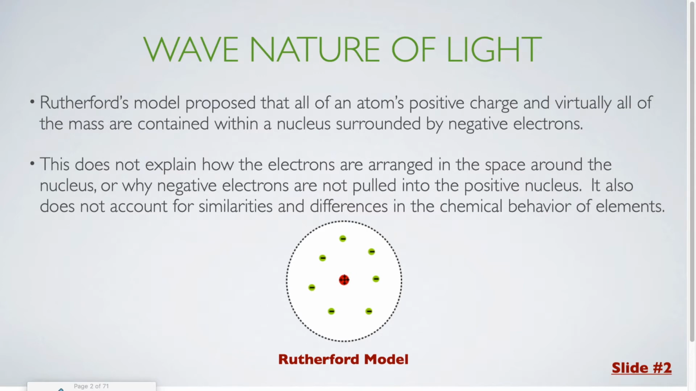Rutherford's model proposed that all of an atom's positive charge and virtually all of the mass are contained within a nucleus surrounded by negative electrons. This does not explain how the electrons are arranged in the space around the nucleus, or why negative electrons are not pulled into the positive nucleus. It also does not account for similarities and differences in chemical behavior of elements.